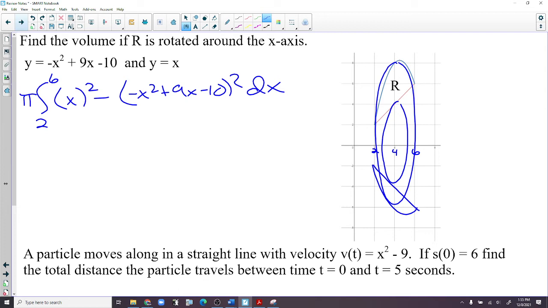Did I do that right? Oh, do I have it backwards? Oh, I have it backwards. I have it completely backwards. That's right. Yep. Yeah.